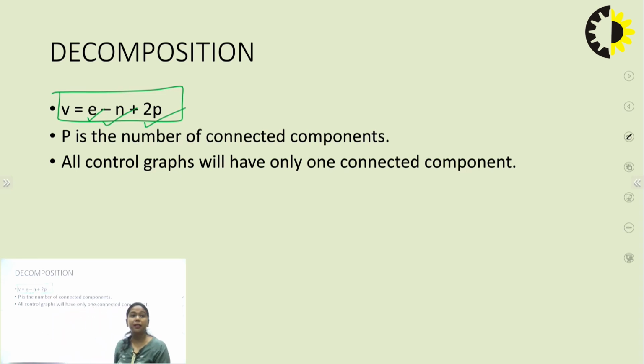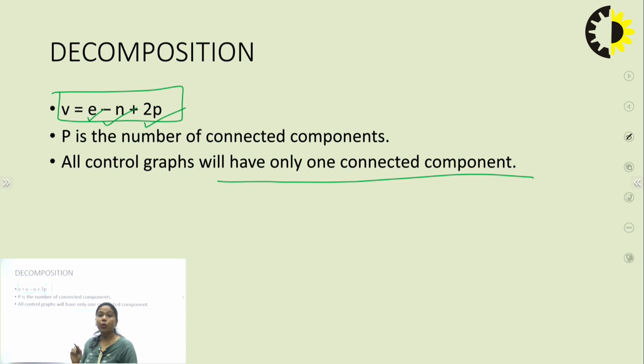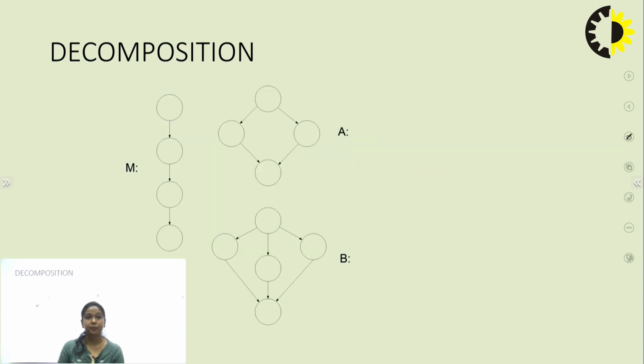So what is P? P is the number of connected components. All control graphs will have only one connected component. In the previous slide, as I said, we take 1 as the connected component because there are no 2 different disconnected graphs. There is only one single connected graph. That's why all control graphs will always have the value of P equivalent to 1.